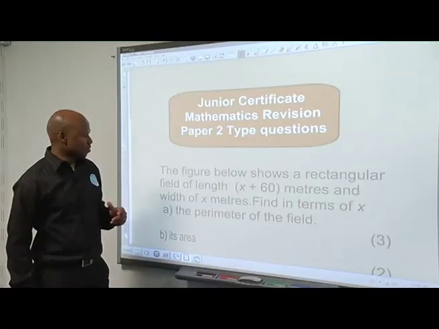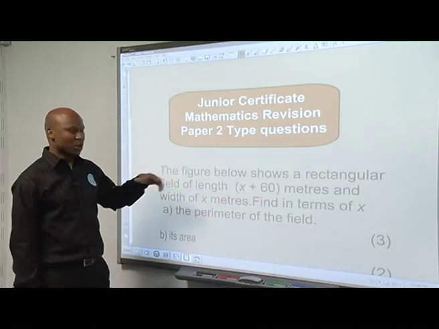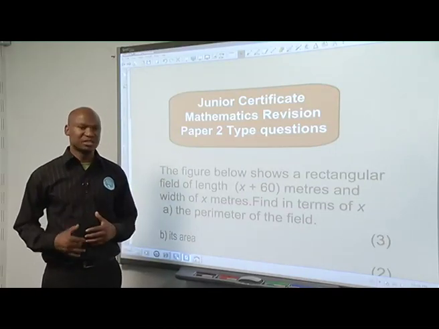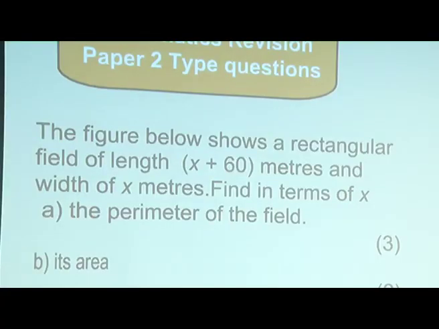In our lesson today, we are going to look at different questions taken from different papers, and then we are going to study how we answer the paper 2 type questions properly. Now, the first question says, the figure below shows a rectangular field of length x plus 60 meters, and the width of x meters. Now find in terms of x the perimeter of the field and its area.